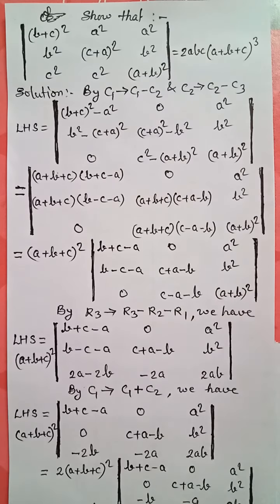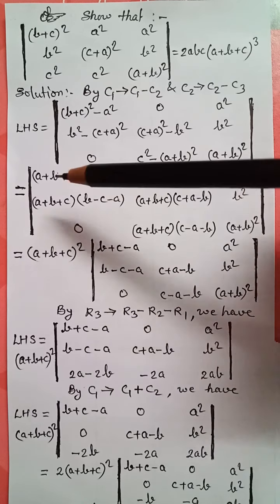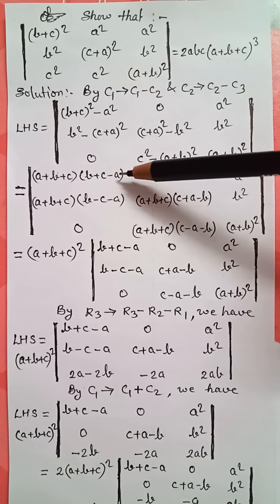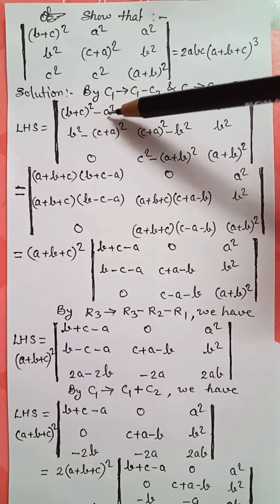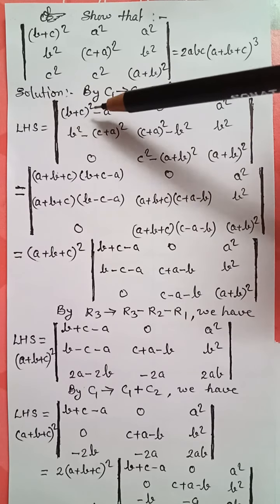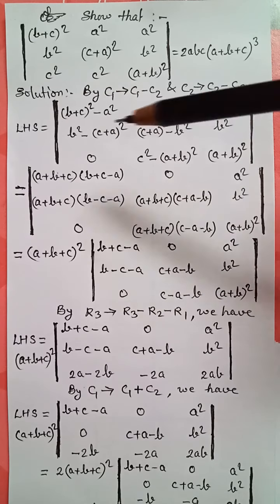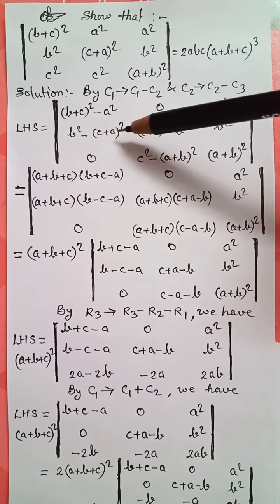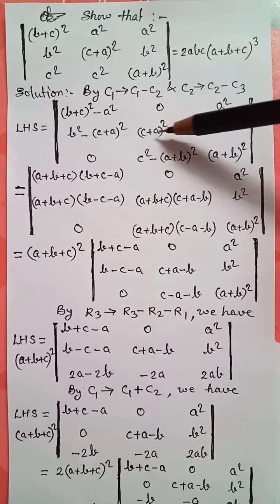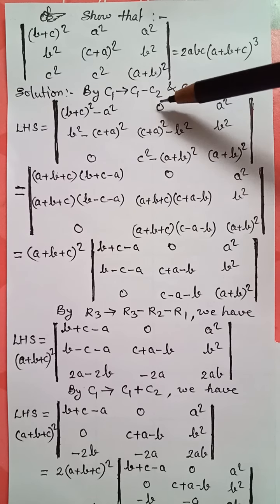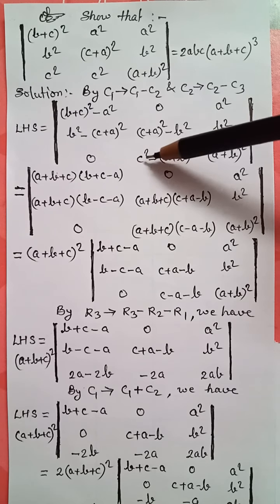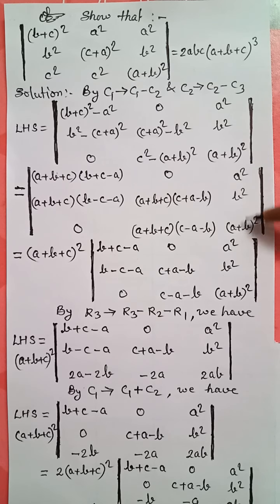Now on simplification, we are going to have this expression: A plus B plus C multiplied by B plus C minus A. Why? Because A square minus B square is equal to (A plus B) multiplied by (A minus B). Similarly, we are going to have this expression in place of this and 0. Similarly here in place of this is 0, and in place of this we are going to have this, and this column will remain as it is.